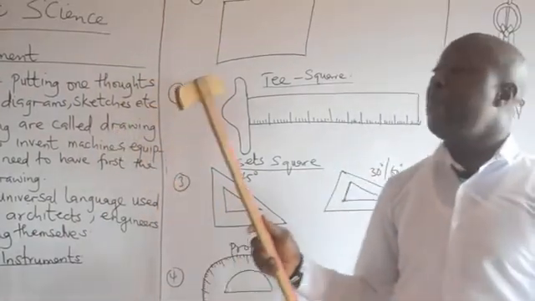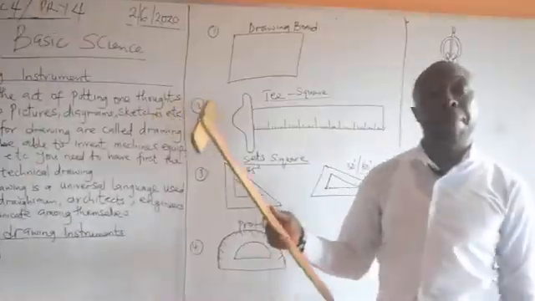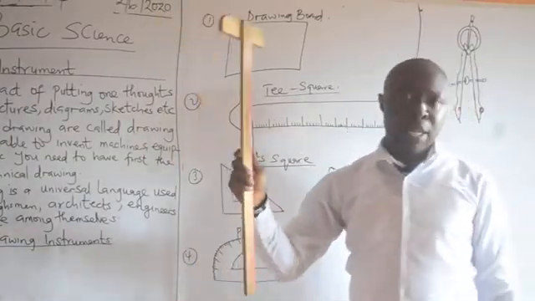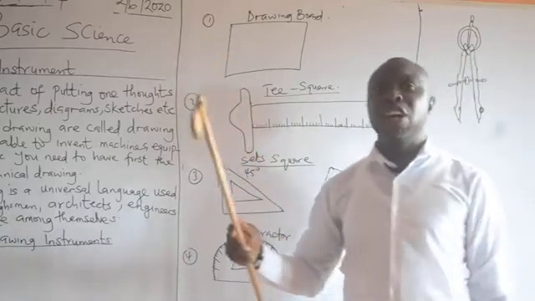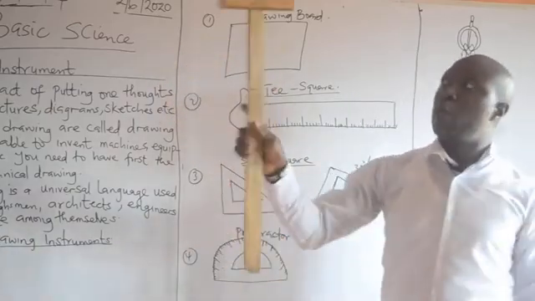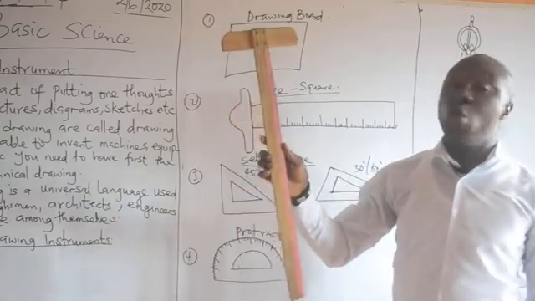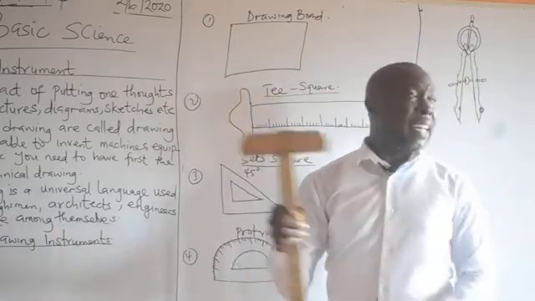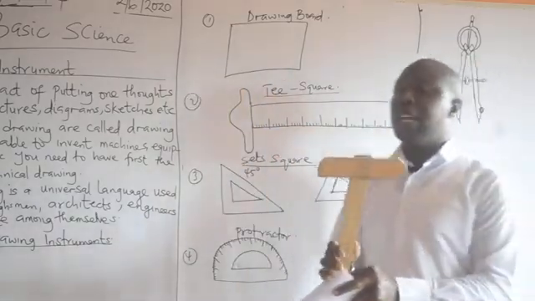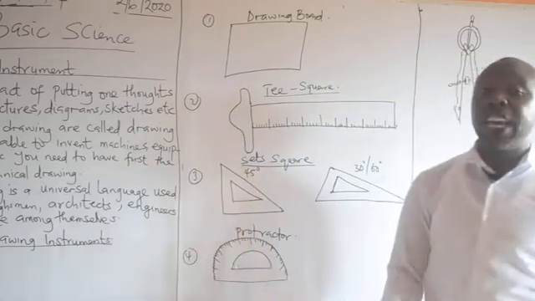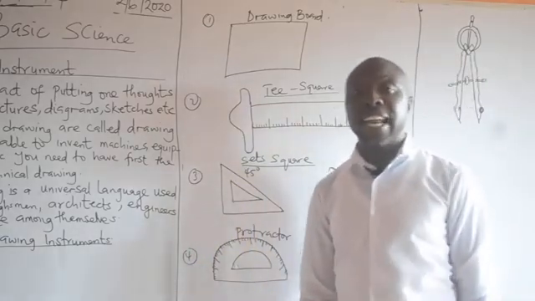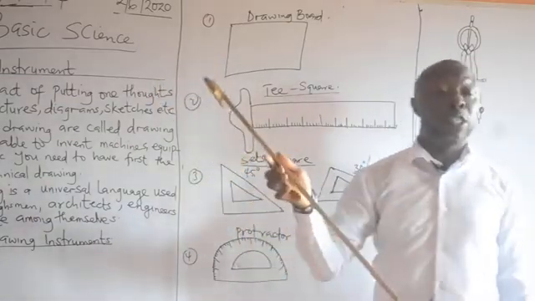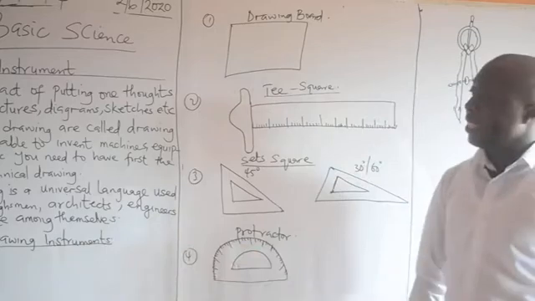Then this is a good example of a T-square. A T-square can either be in metal form or in plastic form. The one I'm holding right now is a wooden T-square. A T-square is in the form of the letter T. It has a head and a stop. A T-square is used for drawing horizontal lines and also vertical lines.